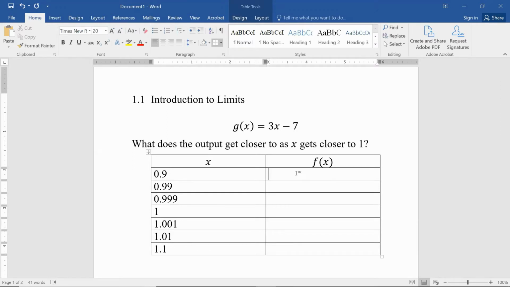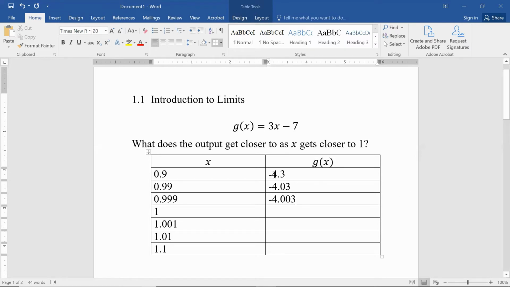So if I plug in 0.9, I end up with an output of my function. I'm sorry, this function is called g, not f. My output becomes negative 4.3. If I plug in 0.99, my output becomes negative 4.03. And if I plug in 0.999, my output becomes negative 4.003.